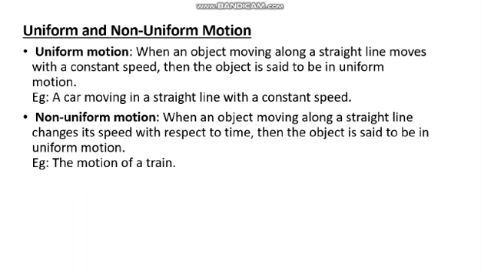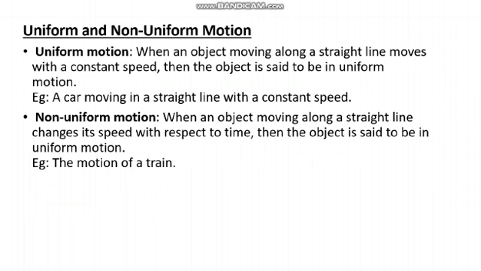Next we will see uniform and non-uniform motion. In everyday life, we seldom find objects moving with a constant speed over long distances or for long durations of time. If the speed of an object moving along a straight line keeps changing, its motion is said to be non-uniform motion. On the other hand, an object moving along a straight line with a constant speed is said to be in uniform motion. In this case, the average speed is the actual speed.